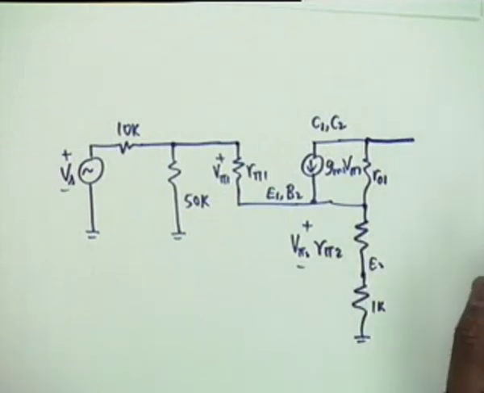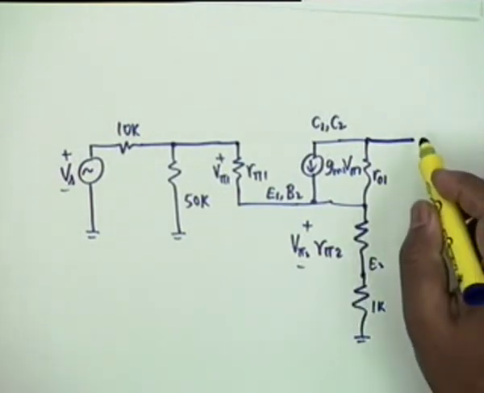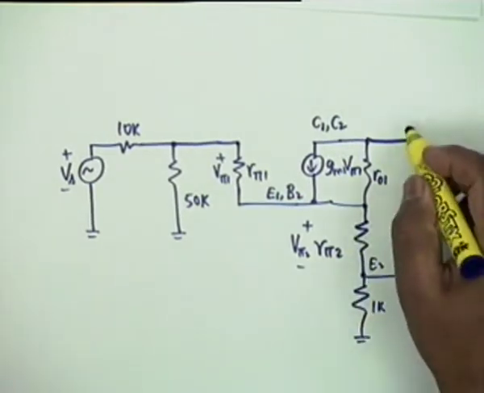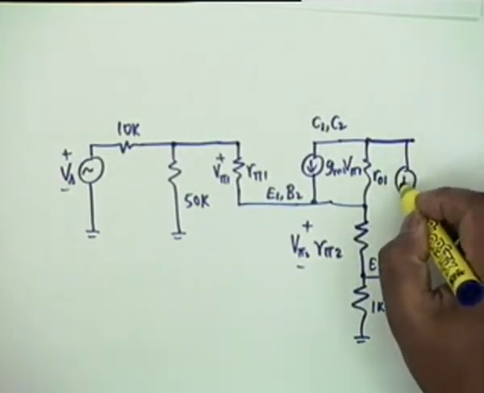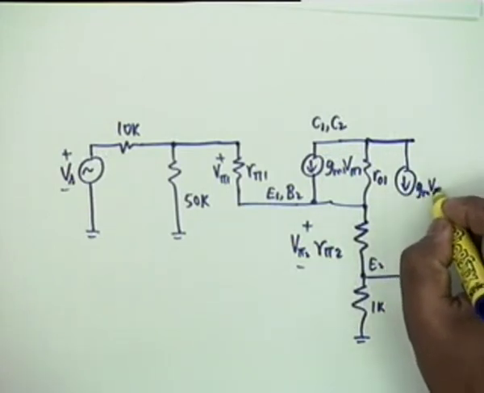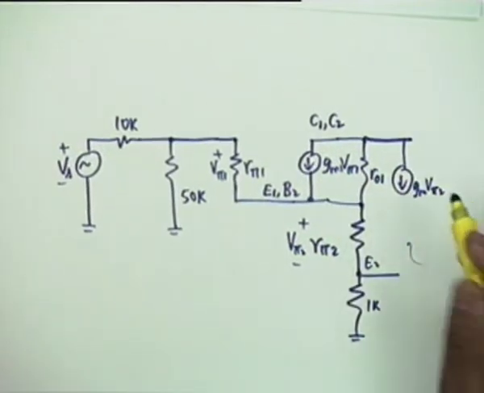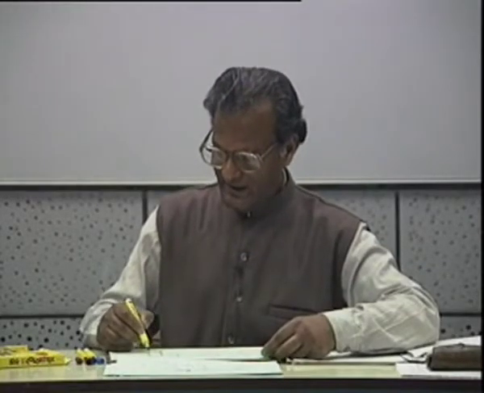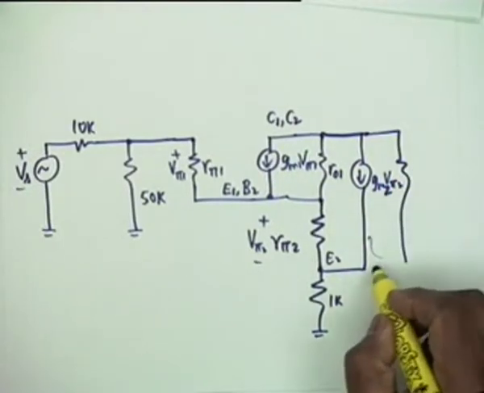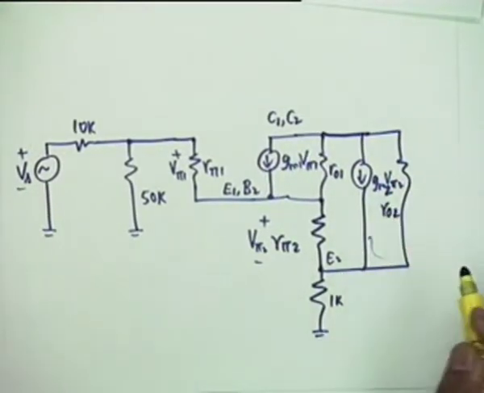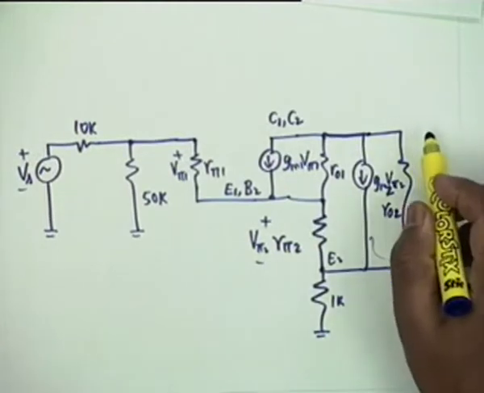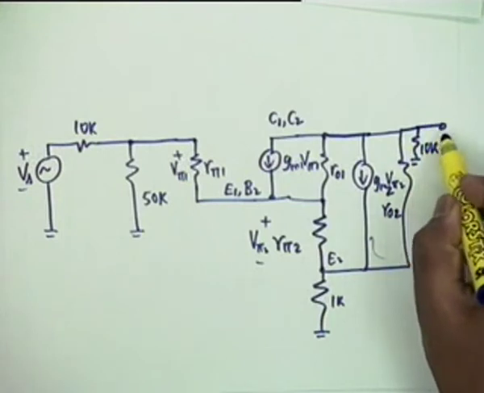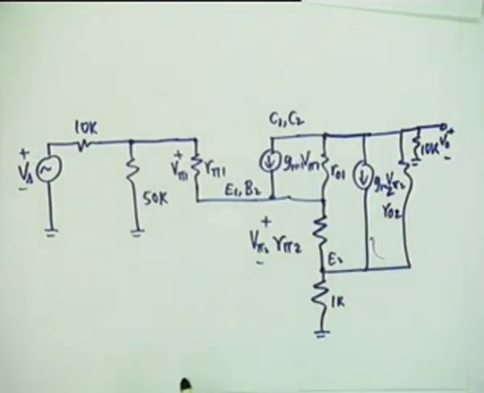Then go to collector 2, C2. From C2 to E2 you shall have GM2 V pi 2, agreed. In parallel with this will come R02. What else do we have? We have an RC which is 10K, and this is my V0. This is the equivalent circuit.